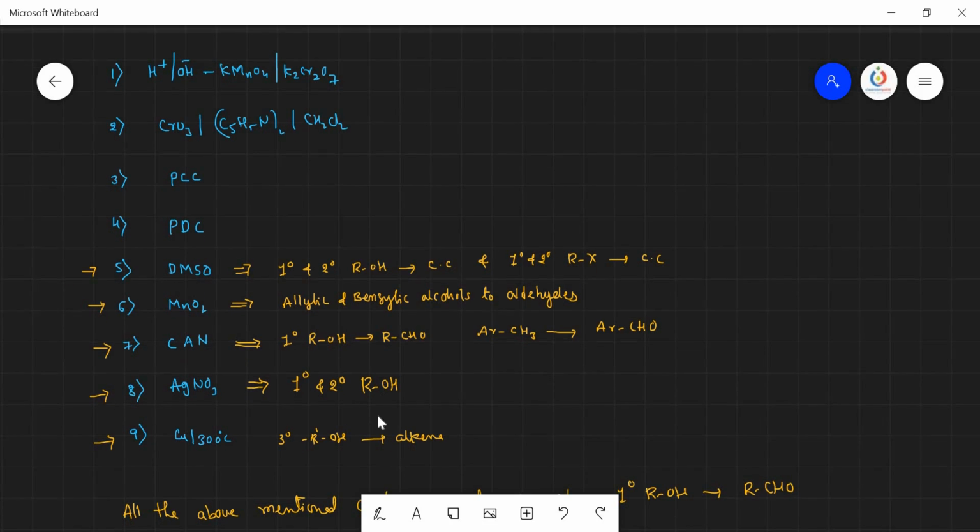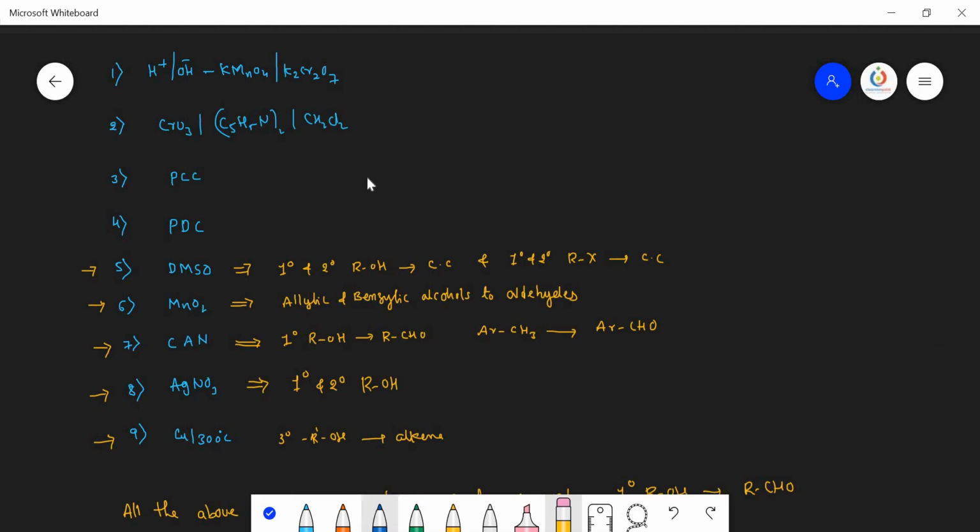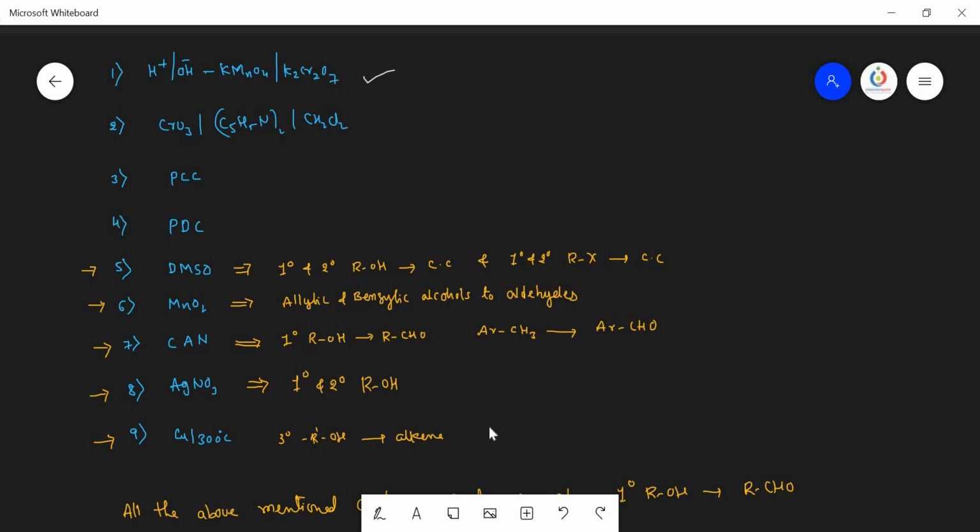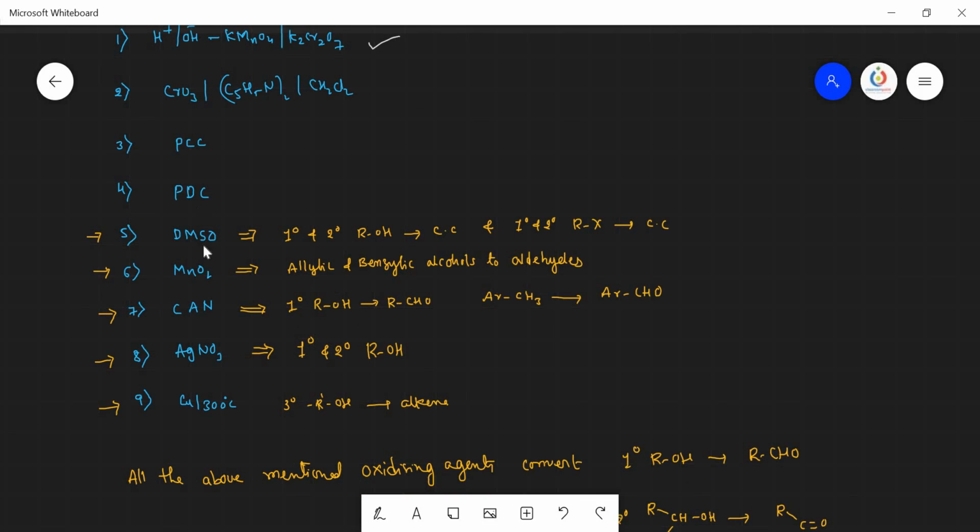Among all these oxidizing agents, the first one, H plus with alkaline or acidified potassium permanganate or potassium dichromate, are strong oxidizing agents, which usually convert the primary alcohols to carboxylic acids, but the rest of the oxidizing agents convert primary alcohols to the aldehydes.